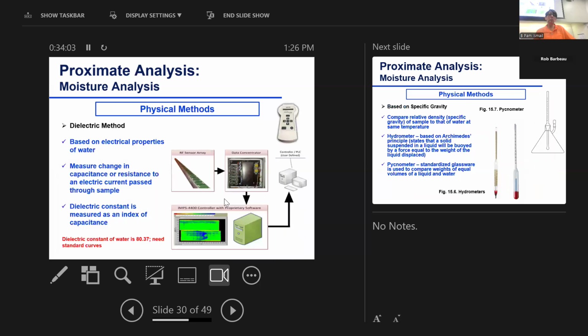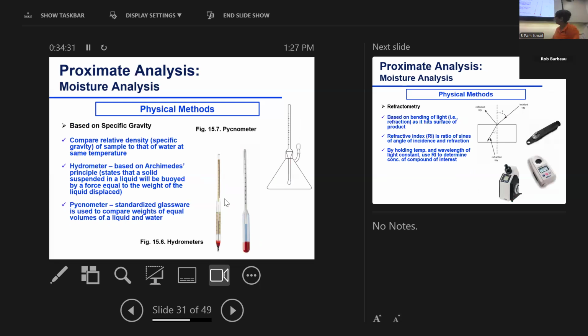And now we go into those methods that I'm not going to go into detail or request you to know in much detail, but a few of the physical methods. One is based on measuring the dielectric or the electric current you pass through the sample and through water. And then you do standard curves. For example, the dielectric constant of water has a specific value. So that's all I want you to know.